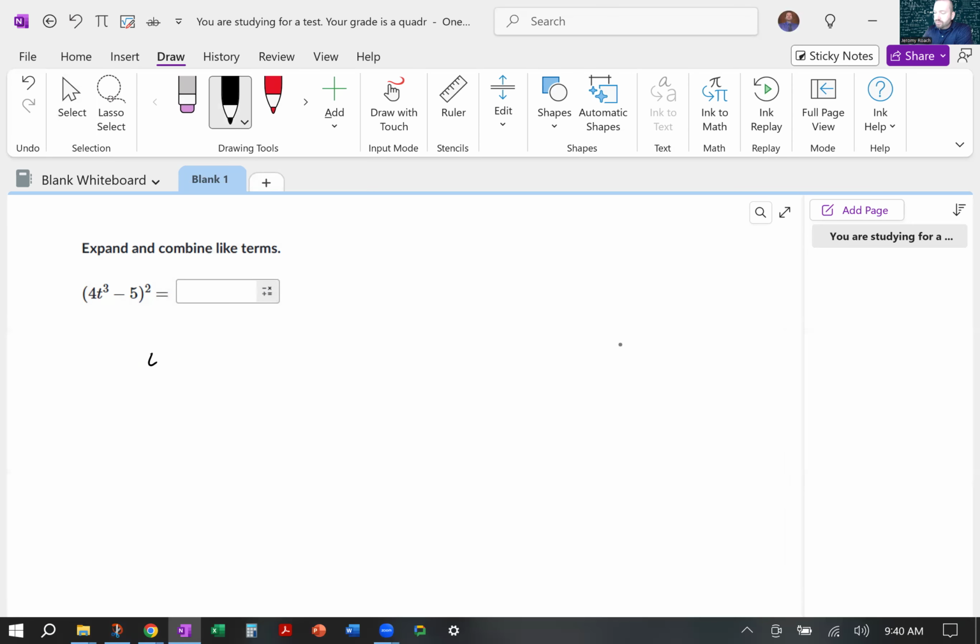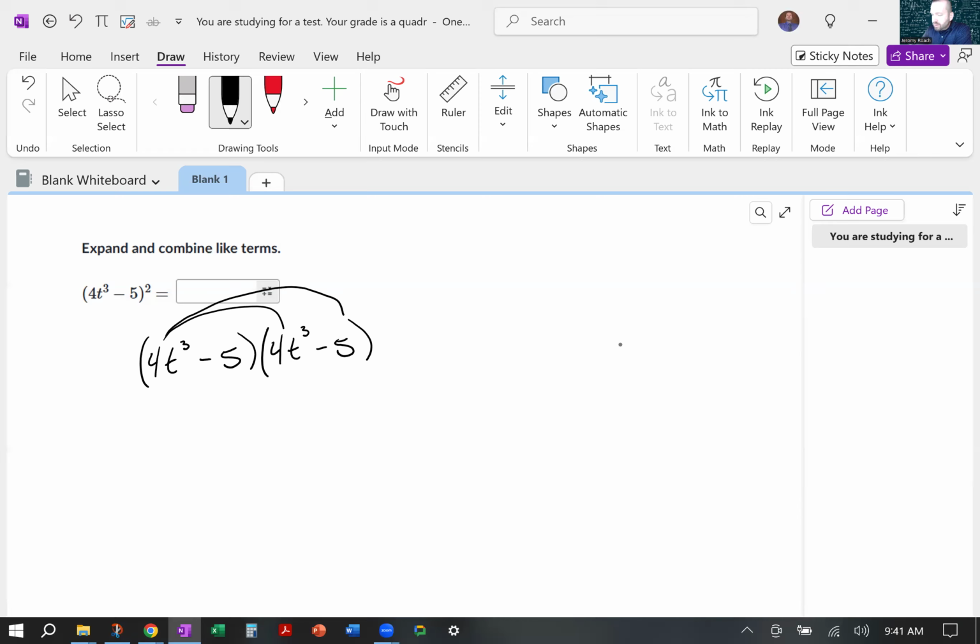This actually is 4t cubed minus 5 times the quantity of 4t cubed minus 5. So we say quantity 4t cubed minus 5 times the quantity 4t cubed minus 5. So this is how we write this out. It is not going to be we square this and square that and then there's just two terms. No. So we've got to do the same thing as before. I like to write these out this way.